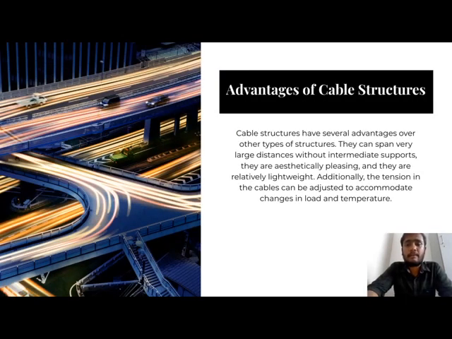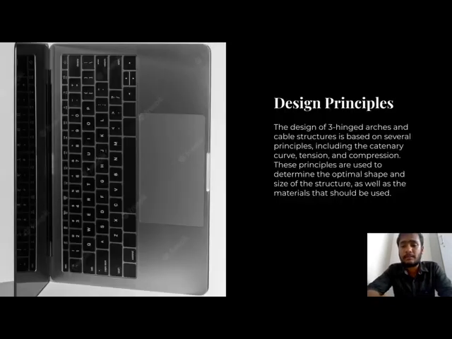Advantages of cable structures. Cable structures have several advantages over other types of structures. They can span very large distances without intermediate supports. They are aesthetically pleasing and they are relatively lightweight. Additionally, the tension in the cable can be adjusted to accommodate changes in load and temperature.